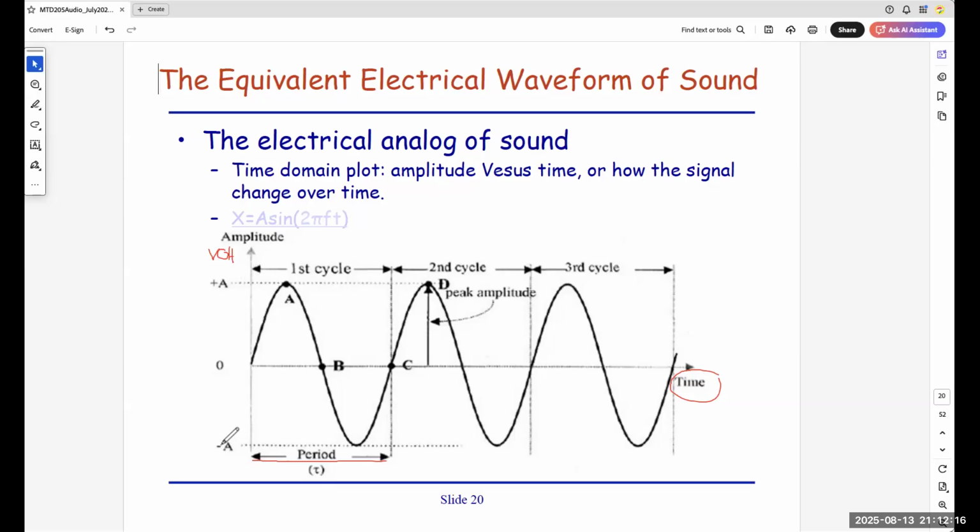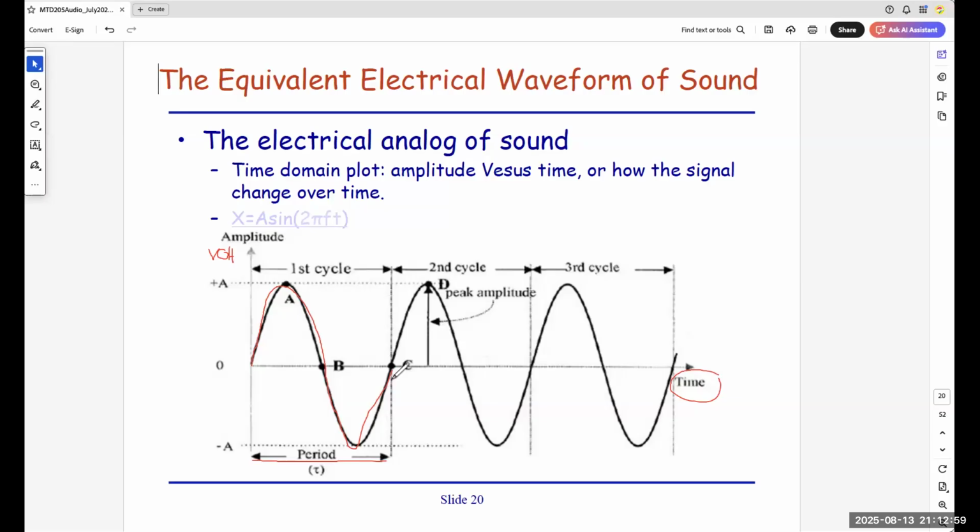So for one cycle, it goes from 0 all the way to A, then back to 0, which is B, then to minus A, then to 0. So for one cycle, it ranges from 0 to A to 0, 0 to minus A, and eventually 0. Therefore you can see 0, A, B, minus A, and C. Is it okay? Then you repeat again for the second cycle. The whole thing repeats again.